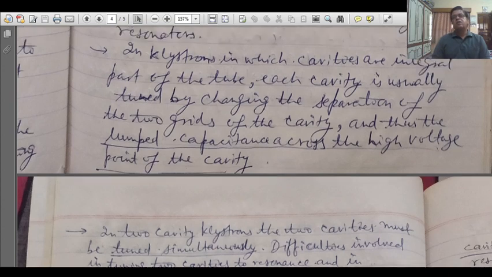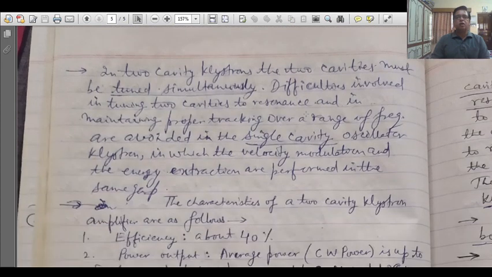In a klystron in which the cavities are an integral part of the tube, each cavity is usually tuned by changing the separation of the two grids of the cavity, and thus the lumped capacitance across the high voltage point of the cavity.